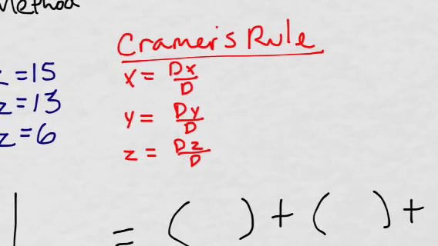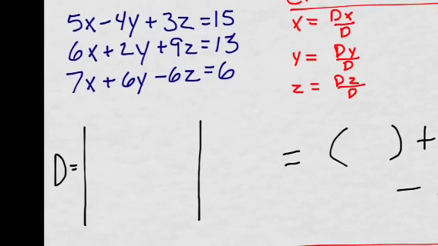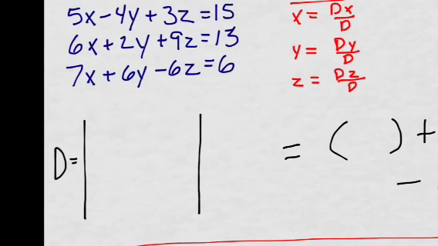And Cramer's rule says that x equals dx over d, y equals dy over d, z equals dz over d, and that d stands for the determinant. So we're calculating determinants of a 3 by 3 matrix. Now, there are more standard methods for calculating determinants that you can find somewhere else. I'm going to show you an alternate method for this 3 by 3.